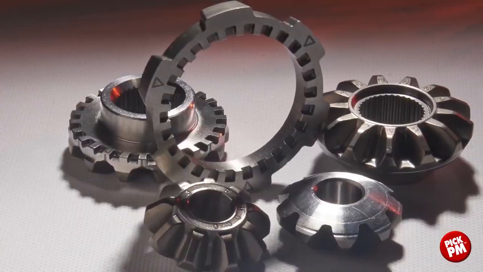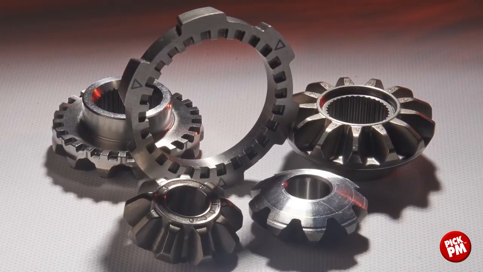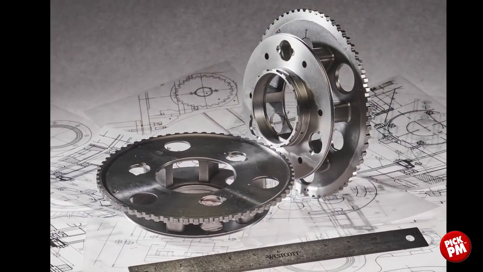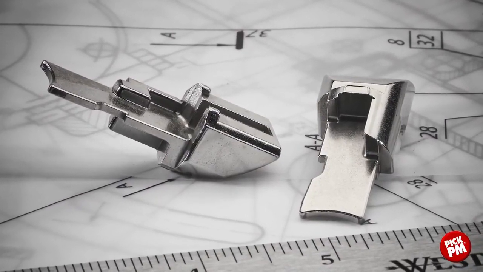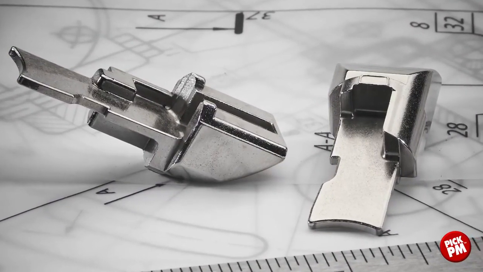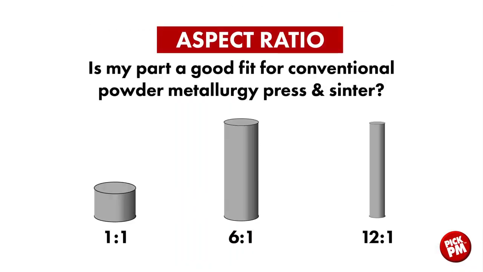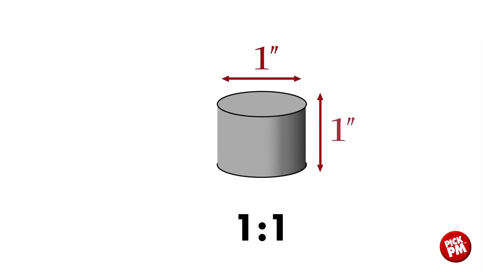When designing powder metal components, it's often asked, what are the size limitations? The size limitations are dictated by the equipment more than geometry. However, there is a very important concept at work here, and it's called aspect ratio. If you look at this graphic, we see in the bottom left a 1-to-1 aspect ratio. That is a 1-inch diameter by 1-inch tall component.